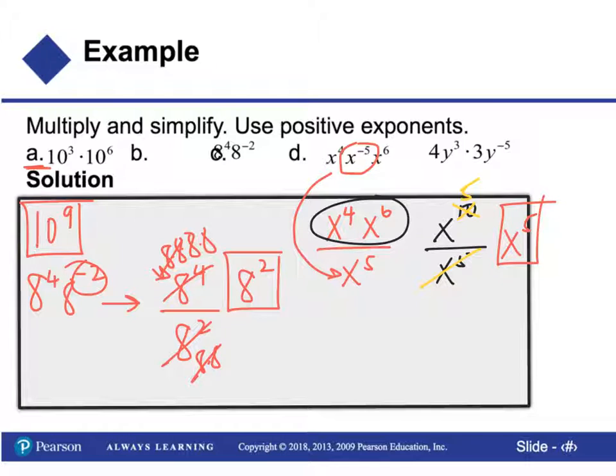Now if we take a look at the last problem of 4y to the 3rd times 3y to the negative 5, we can simply multiply the 4 and the 3 because they're just plain numbers, they're not power numbers. They're just 4 times 3, which is 12. And we can add these exponents because it's y to the third, y to the negative fifth, or you can say y to the third over y to the fifth if you feel like doing it that way.